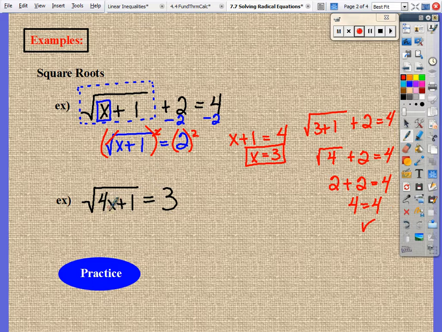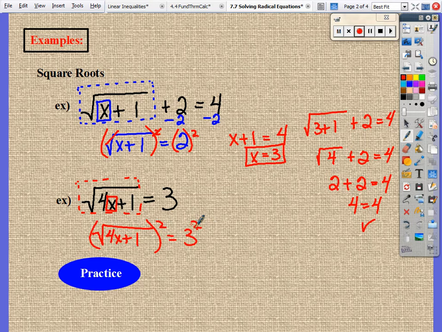Take a look at this problem right here. Same exact one. It's actually easier than the one we just did because we don't have to isolate anything. The radical that has the variable inside of it is already isolated. This is what we're trying to get by itself. So I need to go ahead and peel off the square root, or undo the square root. What is the opposite of square rooting something? Squaring it. Very good. So we just go ahead and square both sides.